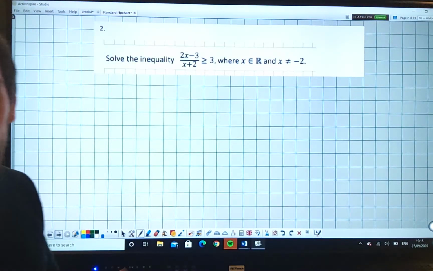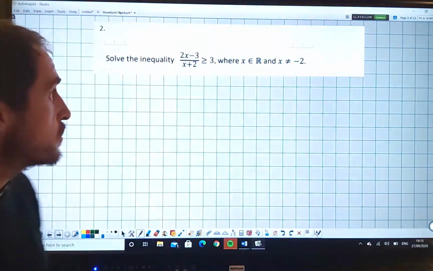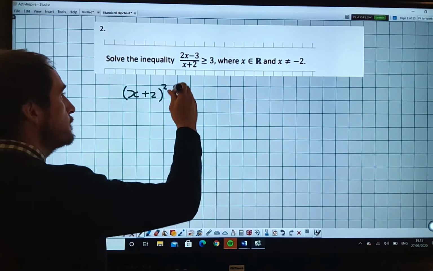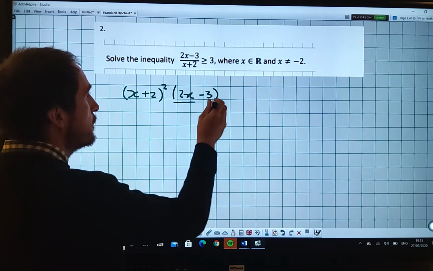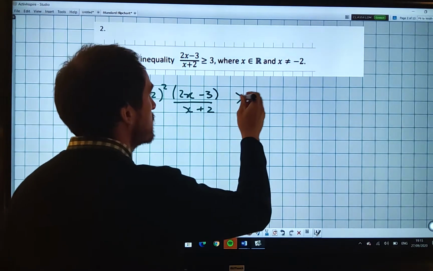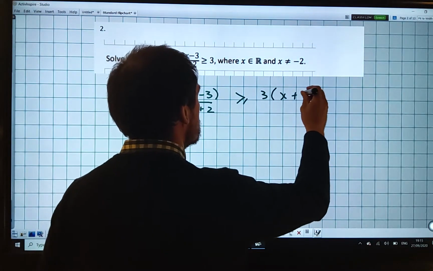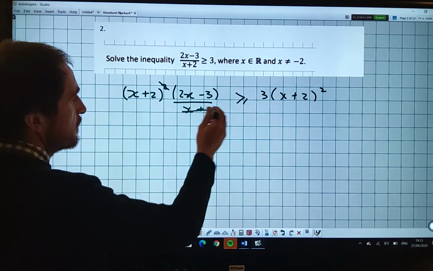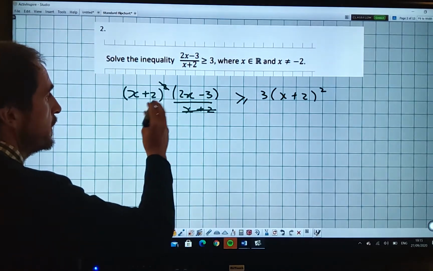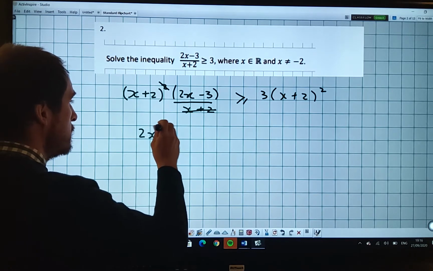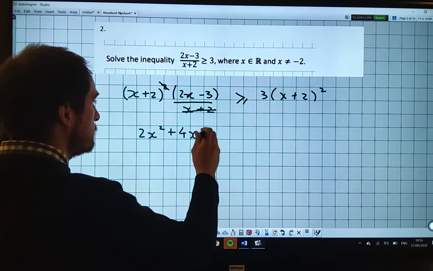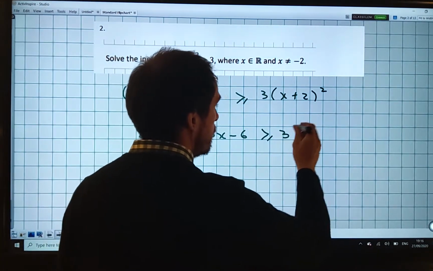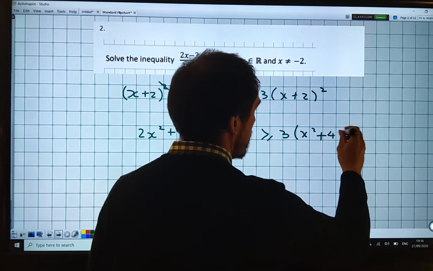So a way around that is to multiply by the square, because the square is always positive. So I can do x plus 2 squared times 2x minus 3 all over x plus 2. And that's greater or equal to 3 times x plus 2 squared. Now, that squared will cancel with that there. So that's going to get me, multiply this out, 2x times x is 2x squared plus 4x minus 3x minus 6. And that's greater than 3 times x squared plus 4x plus 4.